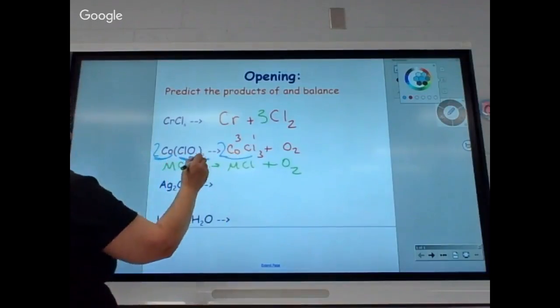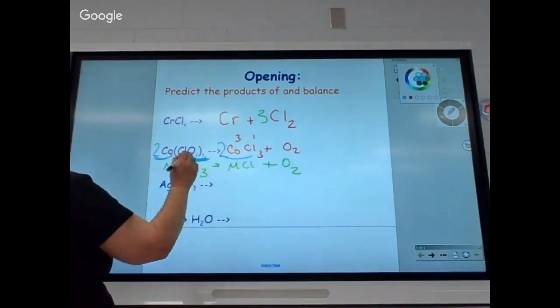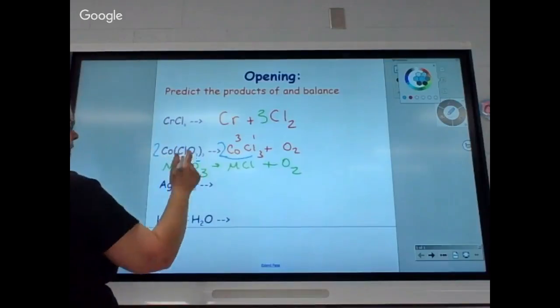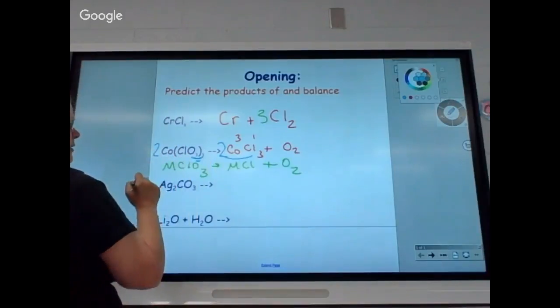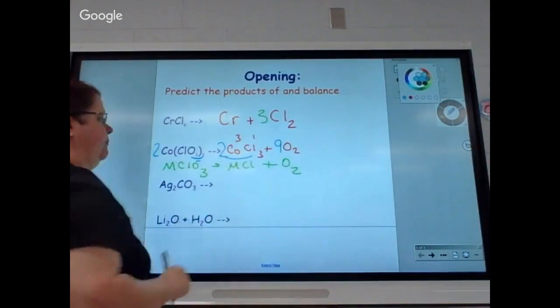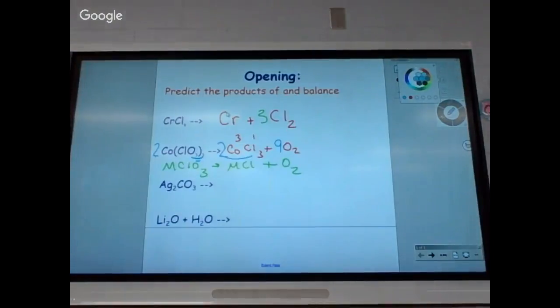I made how many chlorines? I've got how many chlorines here? 3 and 2 is 6. So we're good on that. If I get rid of some of these blue lines I have here, I have how many O's? 9. And I have 2 out here. So 9 times 2 is, how do I get 18? 9. Questions on that? All right.